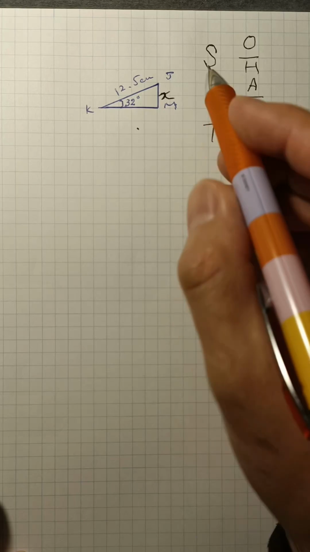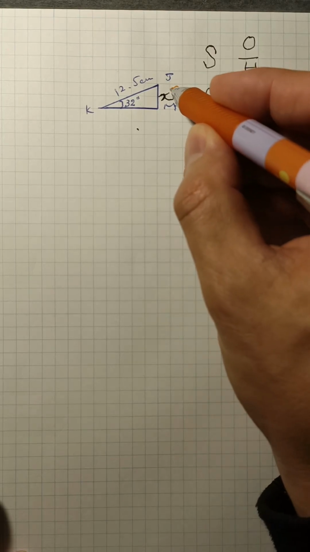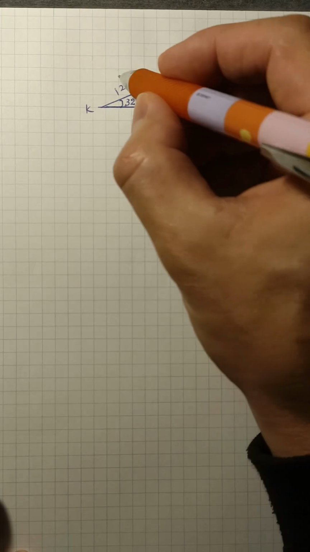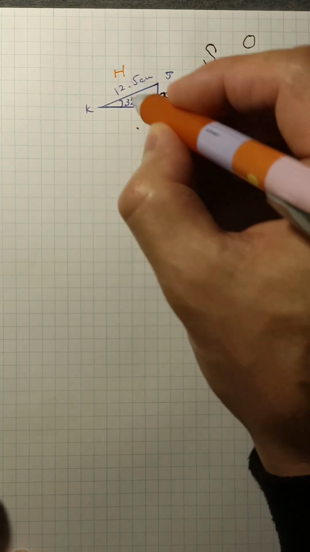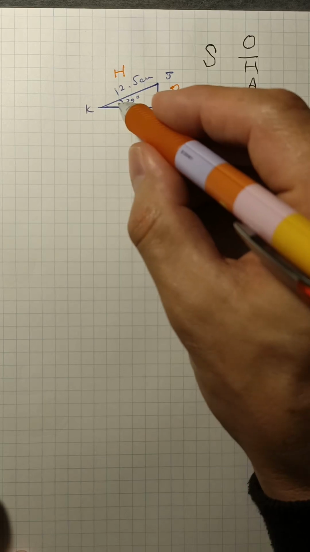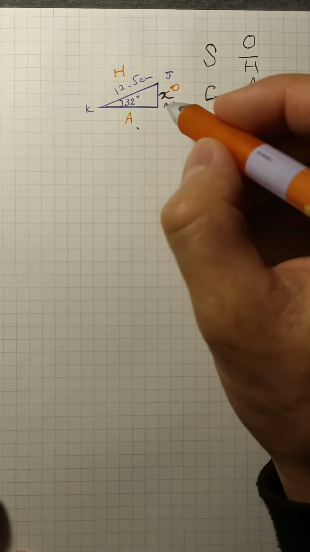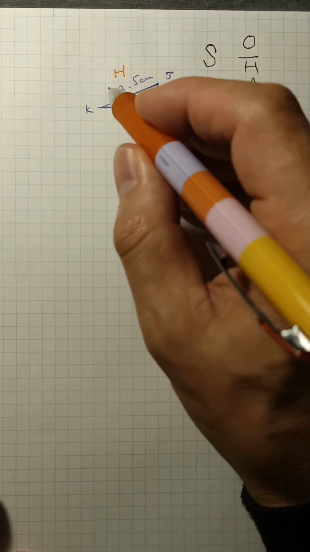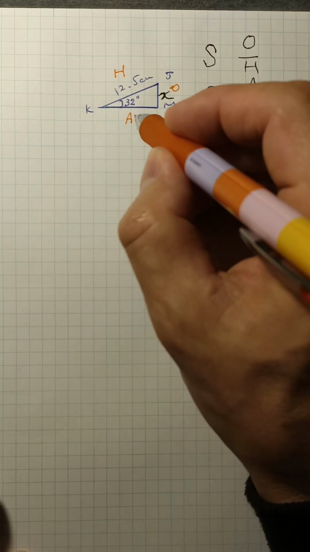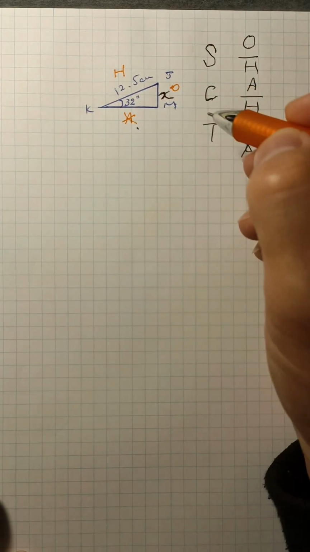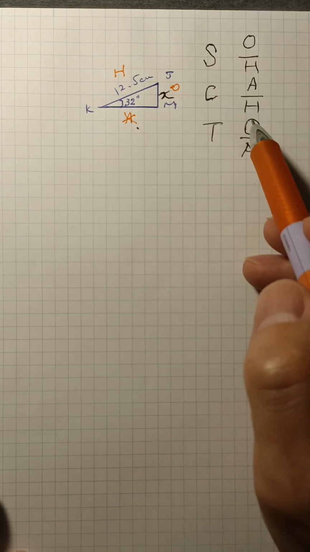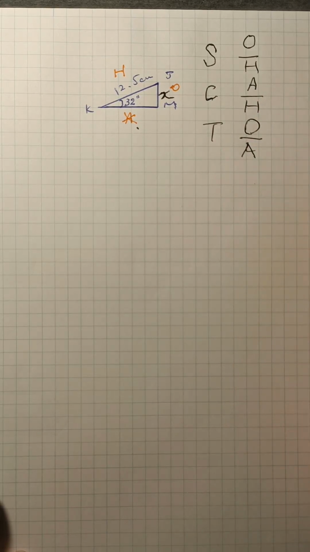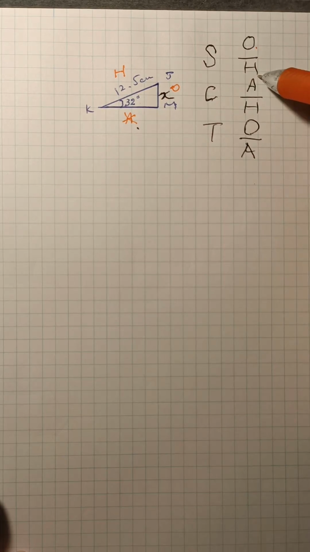Opposite to the angle is O. The longest side is the hypotenuse, which is H. And next to the angle is adjacent. Then you cross out the empty side. We've got x here and 12.5 here, so we are crossing this one out. So what are we using? SOHCAHTOA: O and H, isn't it?